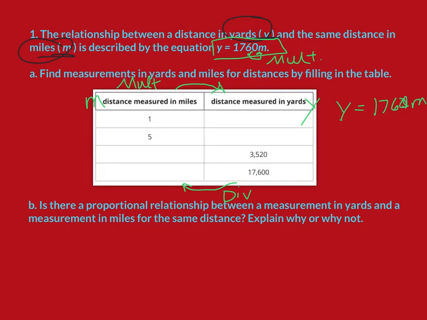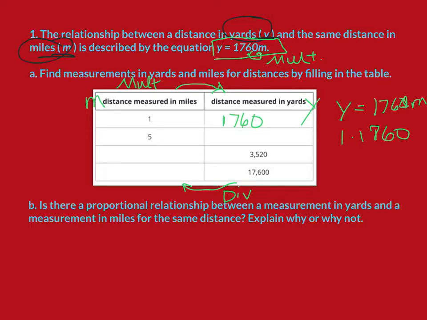it's just a very simple substitution for m. So in this first one, I know that I'm going to have 1 times 1760, which of course is going to be 1,760 yards in a mile.